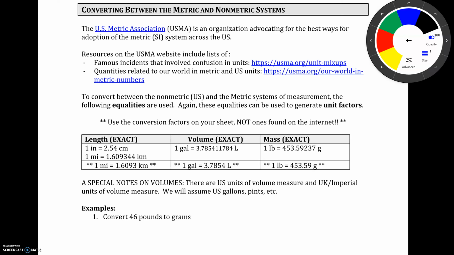So our last video was about converting within the US system of measure. This lesson will be about converting between the metric and non-metric system. A couple of links are included in your notes for you to explore.